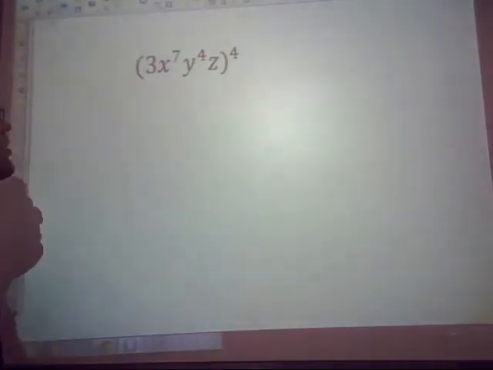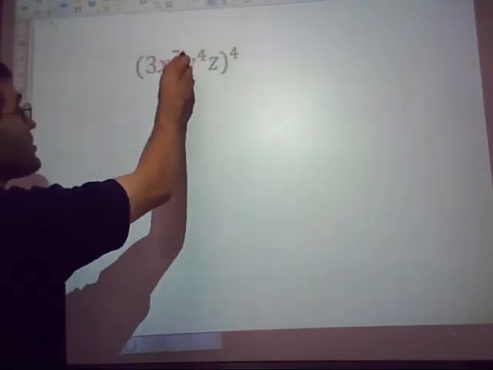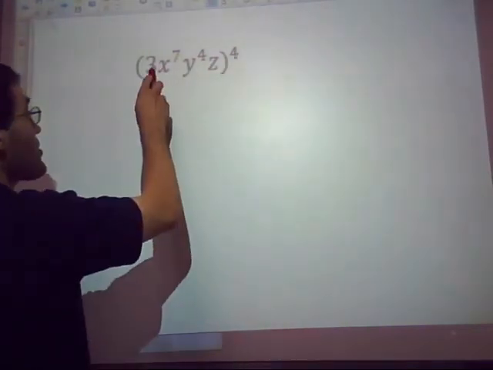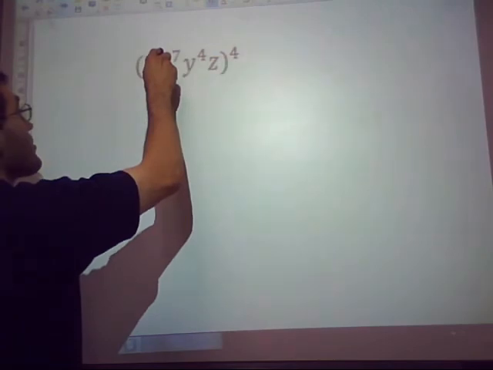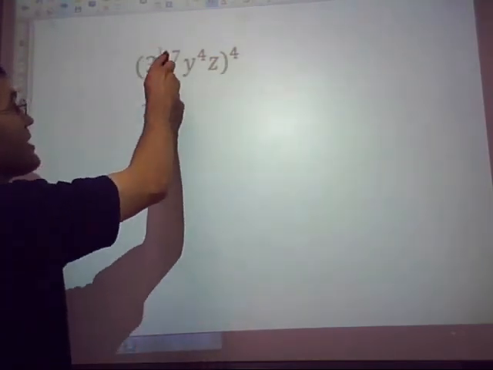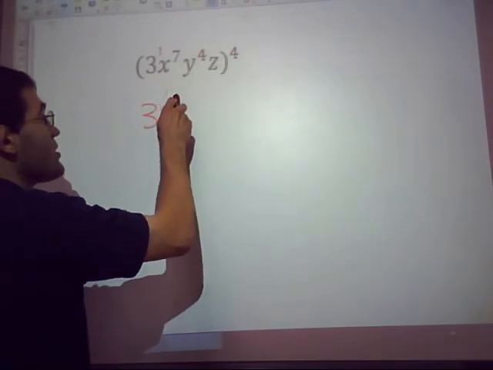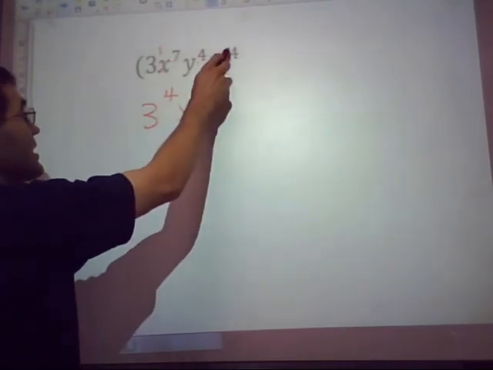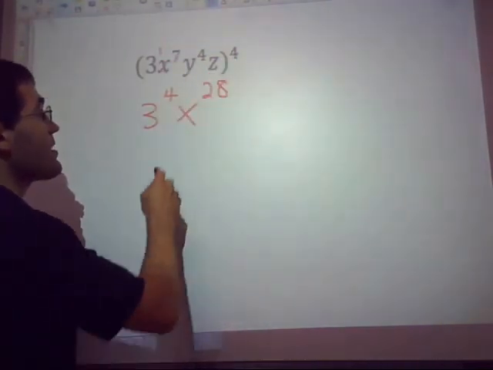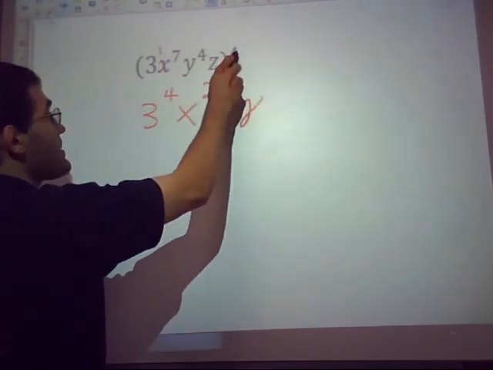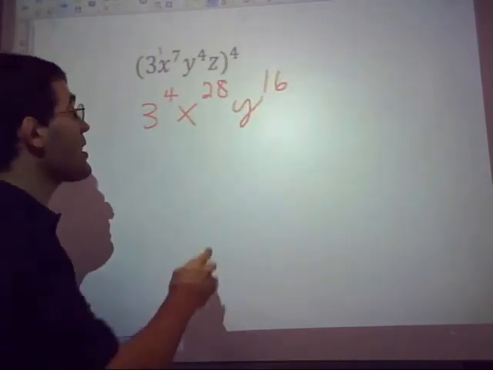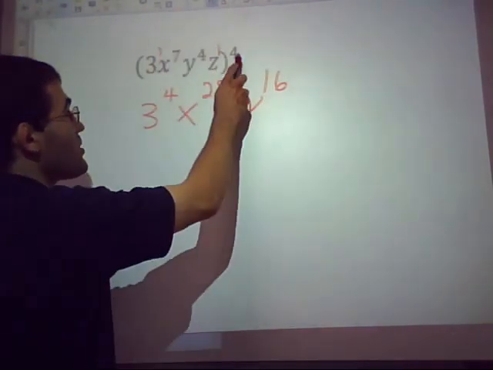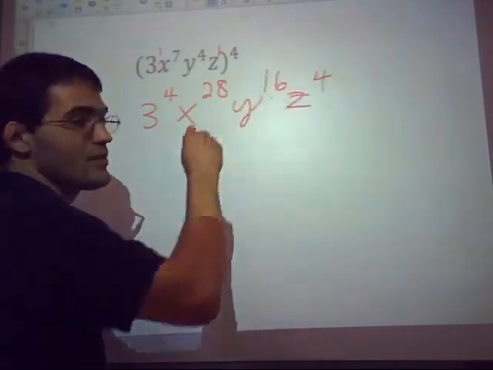Okay, so the first step, we're going to take all the exponents in here one at a time and multiply by the outside exponent of 4. So the first base of 3 does not have an exponent, so we write a 1 in there. So we'll have 3, multiply the exponents. 1 times 4 is 4. The next base is an x. Multiply the exponents. 7 times 4 is 28. Next, put down your y. 4 times 4 is 16. And then the last base, the z, it needs to have an invisible 1. And we'll multiply its exponents. 1 times 4 gives us 4.